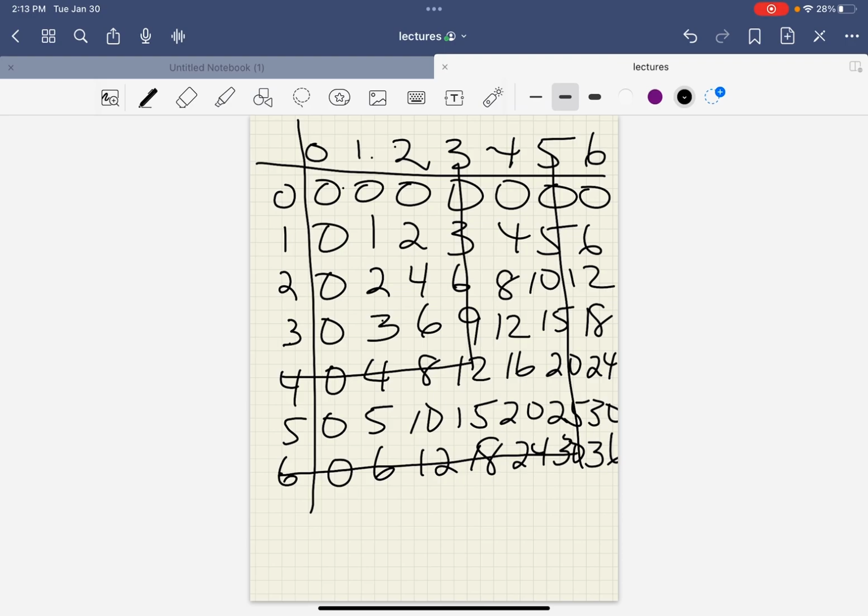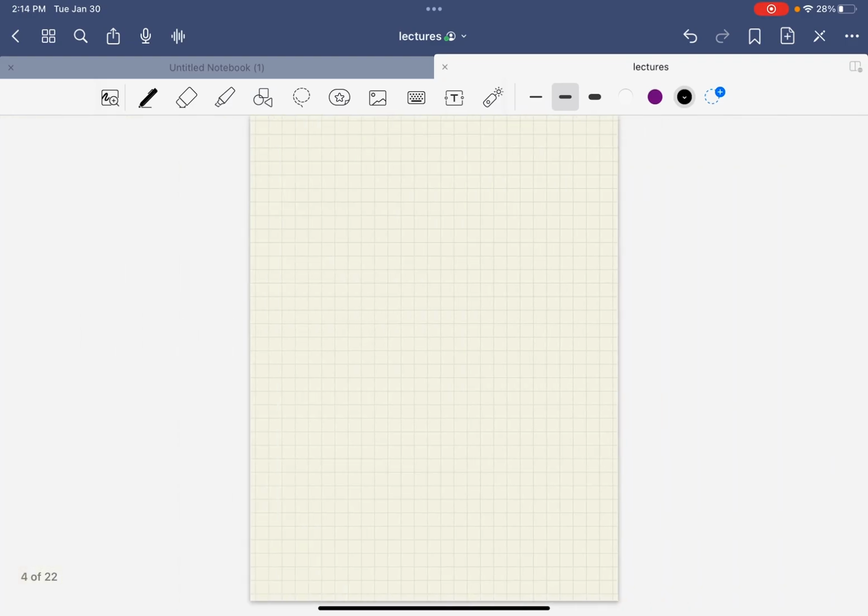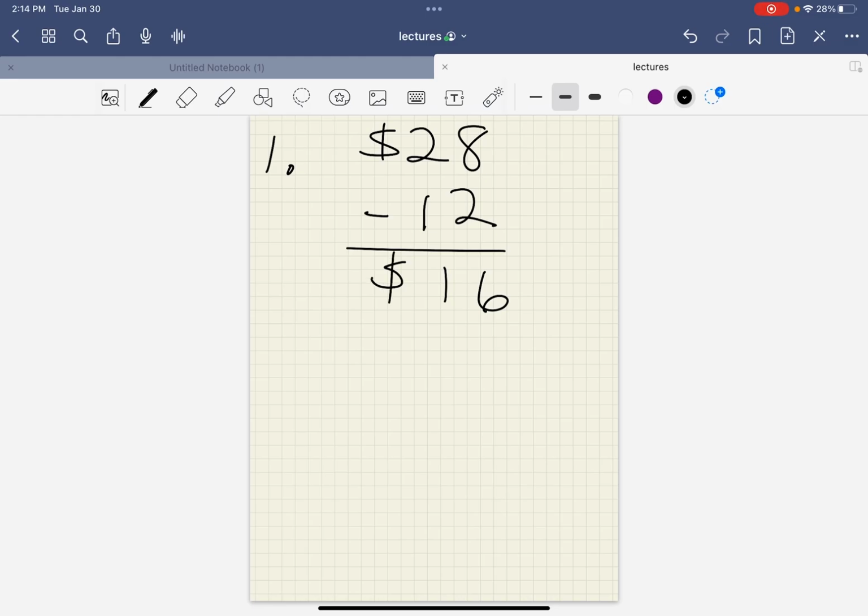And now let's look at lesson 16, starting with the first example on page 73. It says Jack has $28. After he spent 12, how much money did Jack have? Well, if he spent it, it means he's subtracting it from what he's got. So we're going to subtract. So now he has $16 left over.